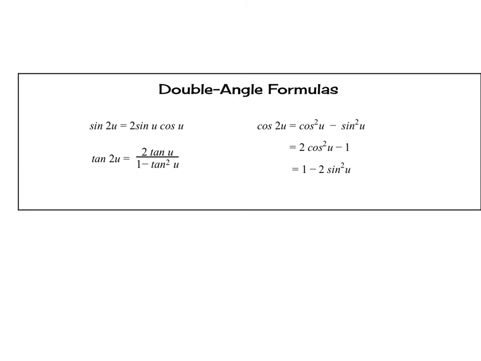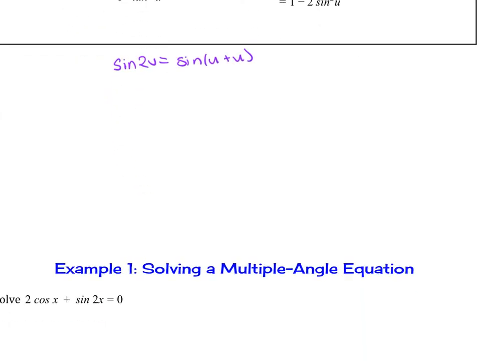Now, if you ever were interested in the proof of this, so for example, for sine of 2u, sine of 2 times u, you're going to do sine of u plus u and then use the sum formula for sine in order to derive this formula here. But for now, we're just going to go ahead and use it.